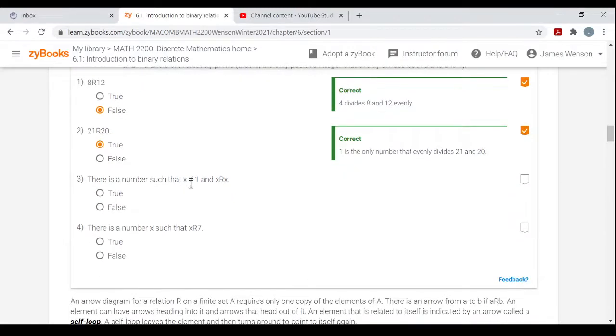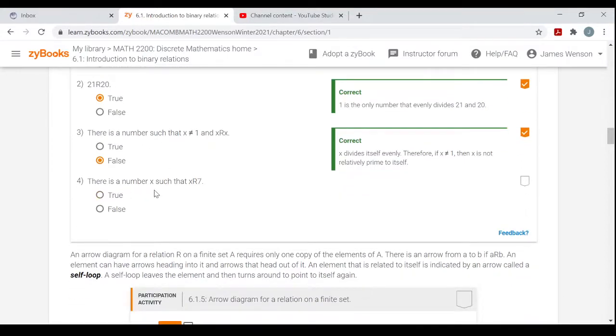Is there a number other than 1 that's related to itself, right? We said that 1 was related to 1, but is 2 related to 2? No, the greatest common divisor is 2. Is 3 related to 3? No, their greatest common divisor is 3. Anything other than 1, the greatest common divisor of it with itself would be itself, which is not 1. So is there a number other than 1 that's related to itself? No, there isn't.